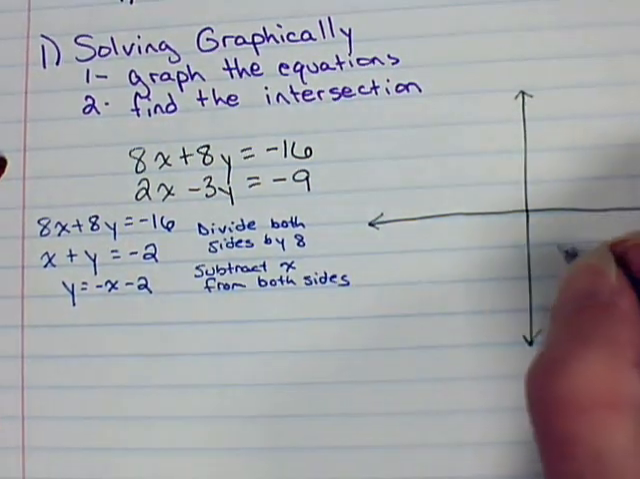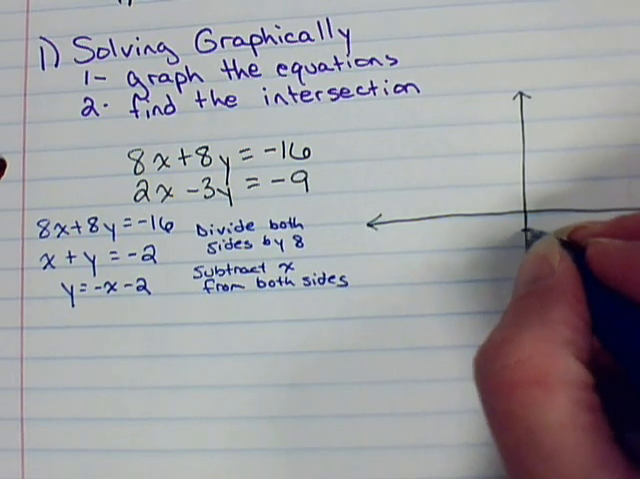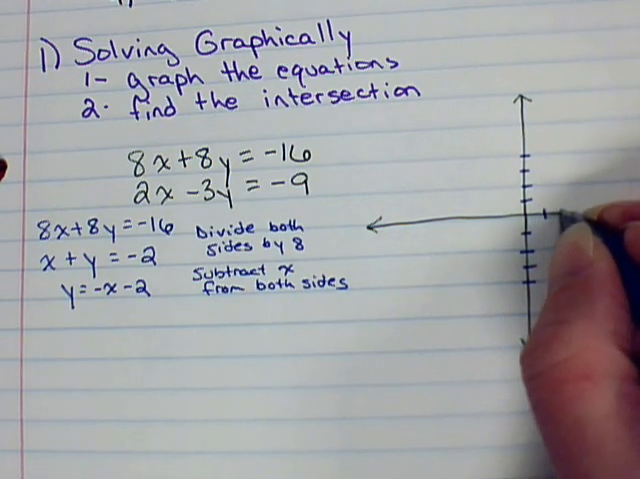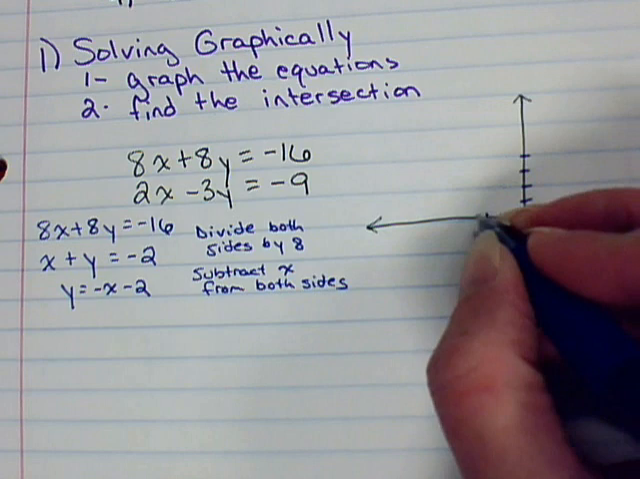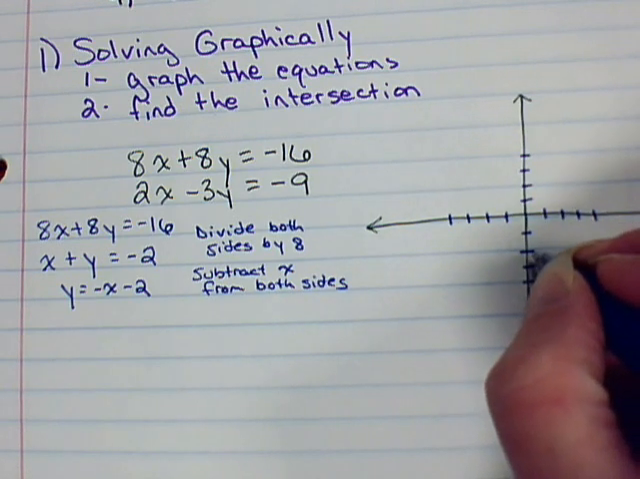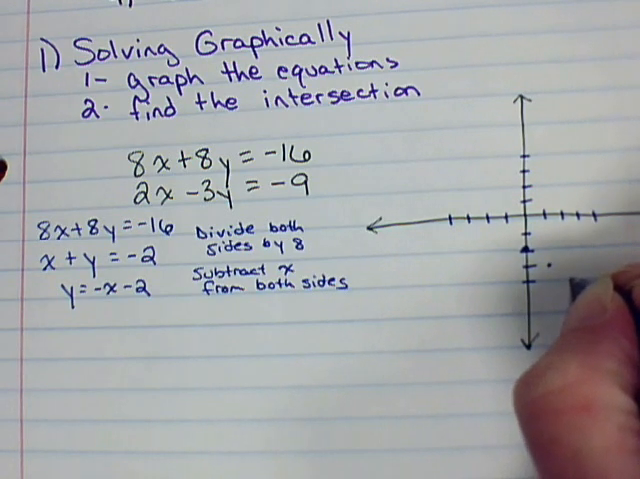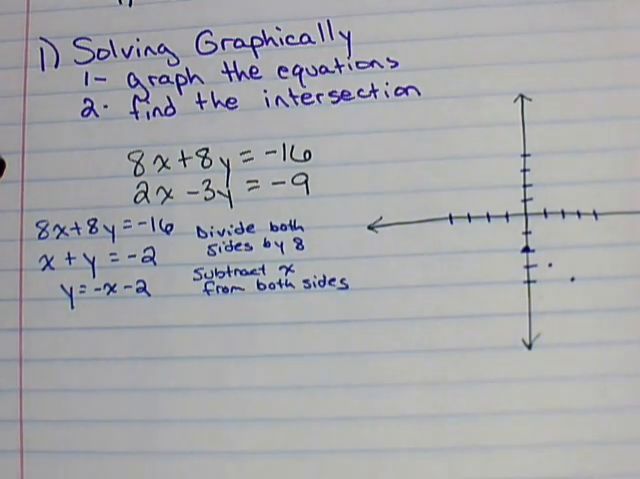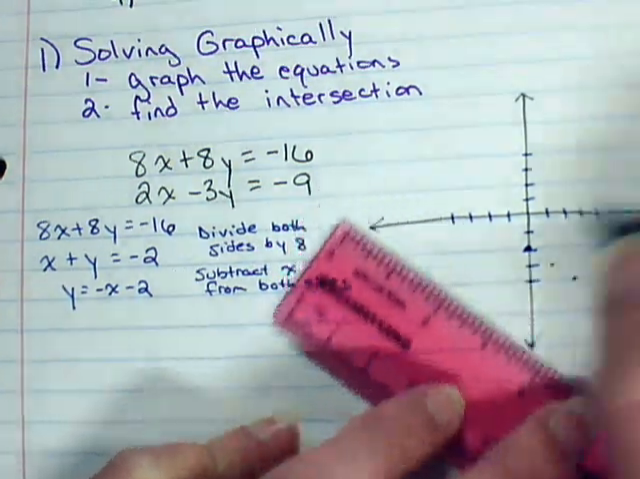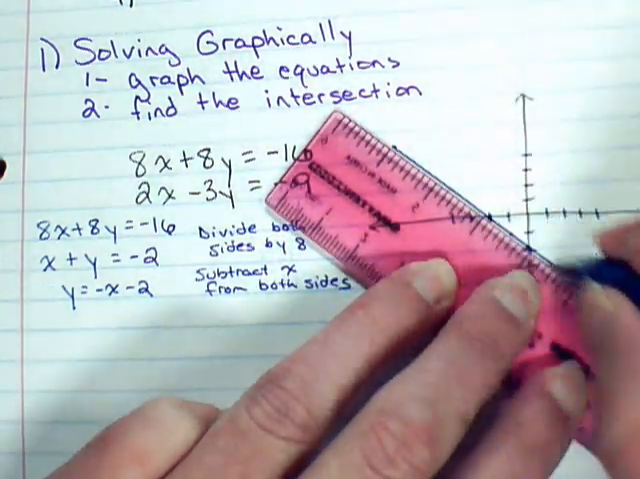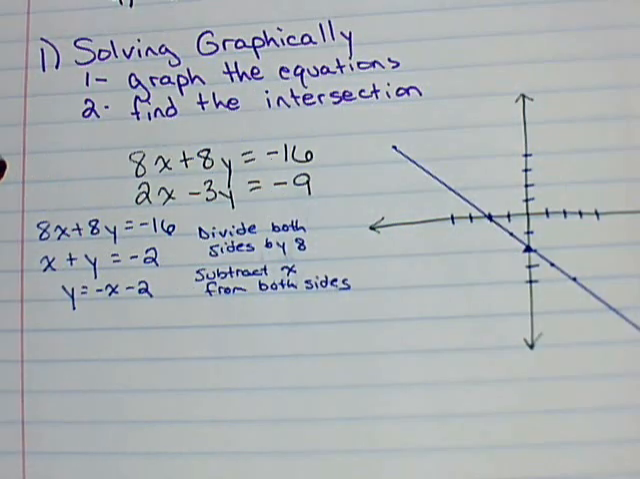So let's go ahead and graph that. It has a y-intercept of negative 2, and the slope is negative 1, so that means I'm going to go down 1, right 1, down 1, right 1. And then I can connect my dots. Up 1, back 1, up 1, back 1. Yeah, there we go. Here is line 1. All right, line 2, let's use a different color.